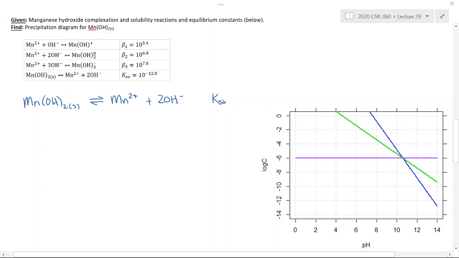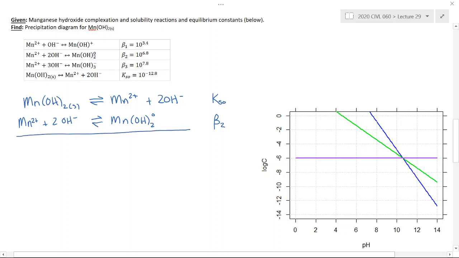And I'm going to add to this the second manganese hydroxide complexation reaction, which is Mn2+ plus two hydroxides, and this goes to form the complex. Now, even though this is MnOH2, it's still a dissolved species, even though it's uncharged. It's not the solid, it's a dissolved, uncharged species. And the equilibrium constant is beta 2.